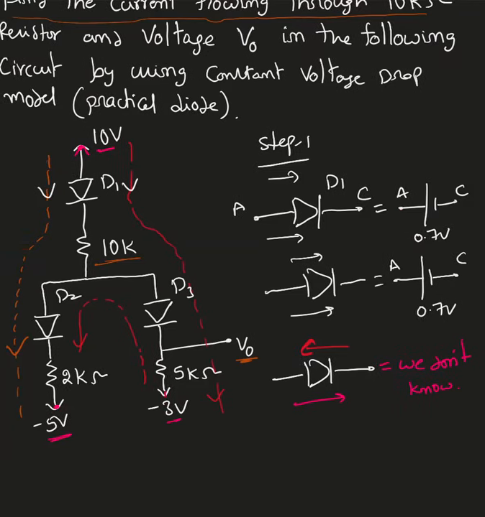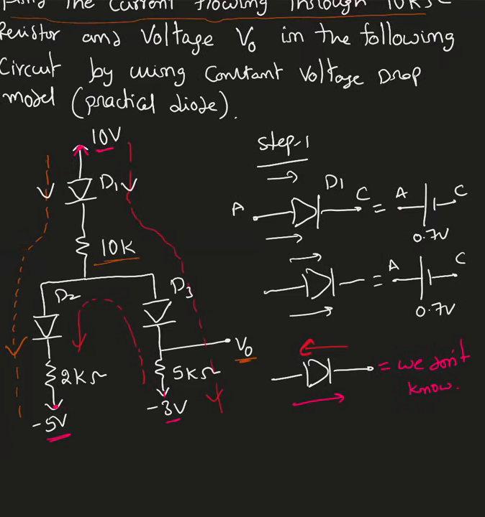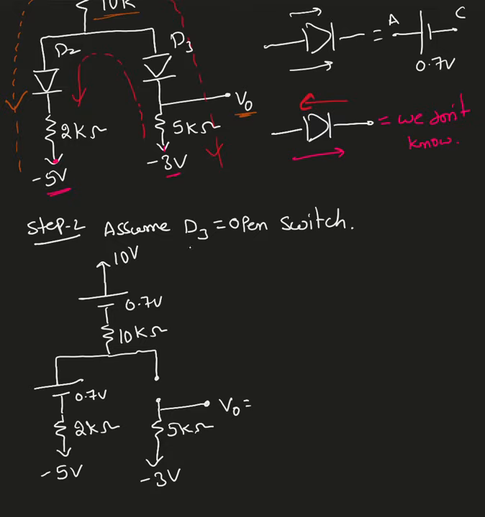So in step 2, what I'm going to do, I'm going to assume this diode is going to act like a closed switch, solve for it and find the parameters. Once you find the parameters, verify whether our assumption is right or wrong. If our assumption is wrong, then do it in the opposite way. So here I'm going to assume D3 is acting like an open switch. So here I'm assuming D3 is open switch. So D1 is going to act like a closed switch, but there is a 0.7 voltage drop. That's D1. Same thing with D2.